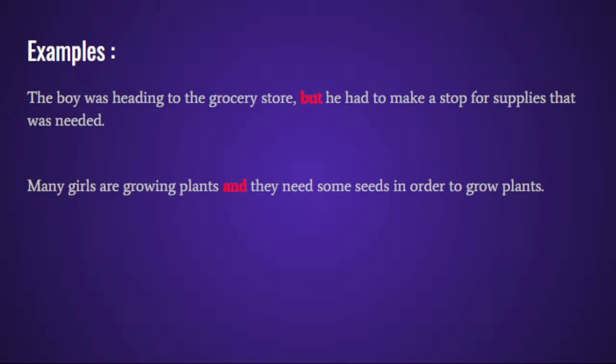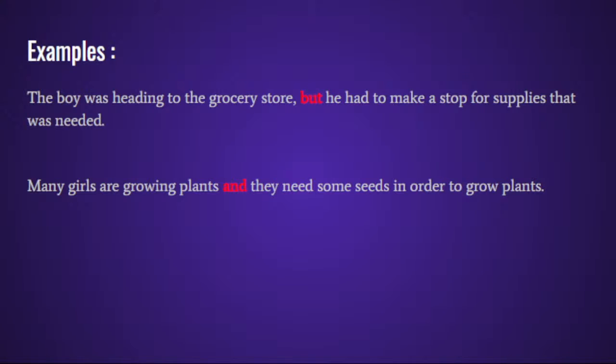For example, the boy was heading to the grocery store, but he had to make a stop for supplies that was needed. But is the conjunction in this sentence. Many girls are growing plants and they need some seeds in order to grow plants. And is the conjunction used in the sentence.